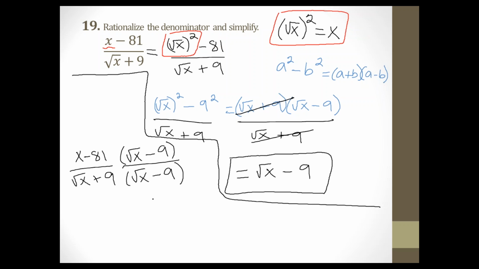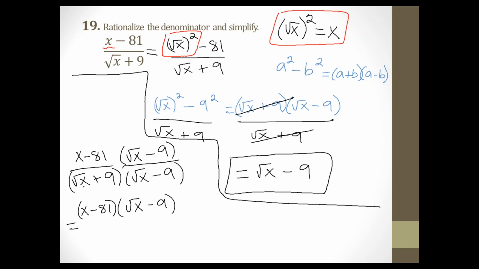Okay, so if you look, if I FOIL the top, I'm going to have a lot of terms that I won't be able to combine. So let me focus on the bottom and see what happens. So I'm going to FOIL the bottom. So I'm just going to rewrite the top, x minus 81 times the square root of x minus 9.